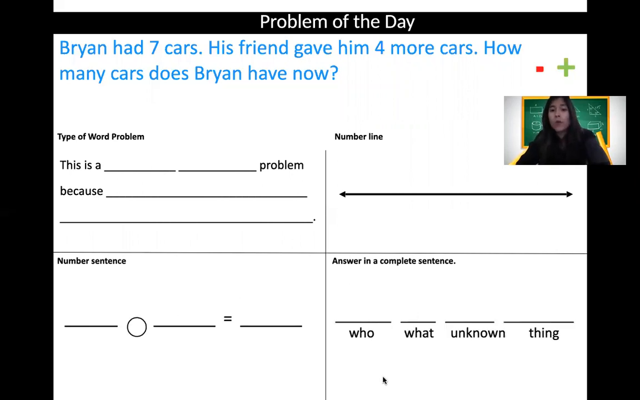Before you answer in a complete sentence, show me your work. I want you to show me how you solve this problem, whether you use a number line or you counted forward or whatever you did to solve this problem. I must see your work.